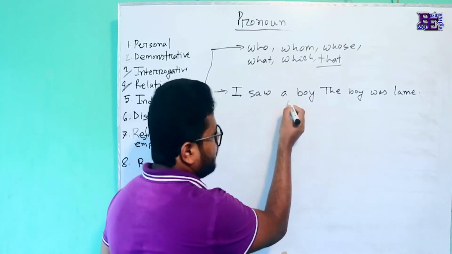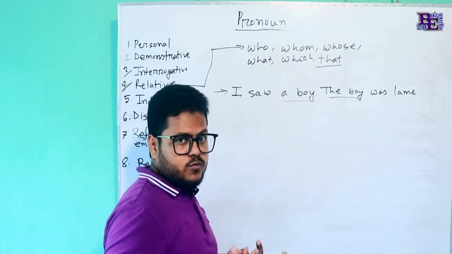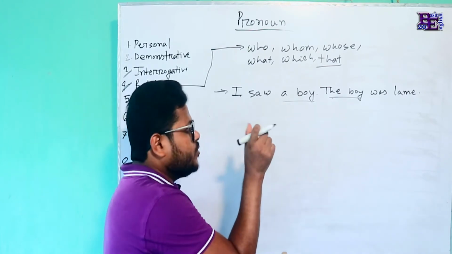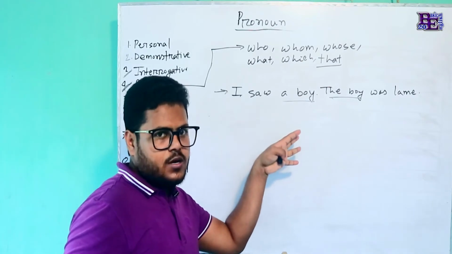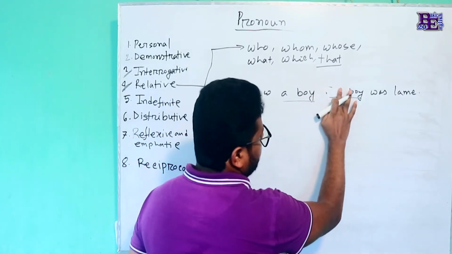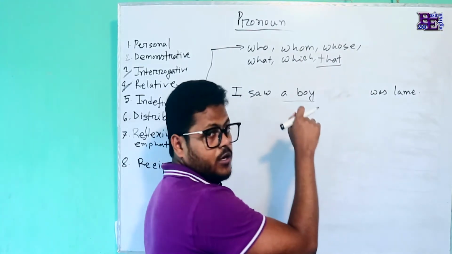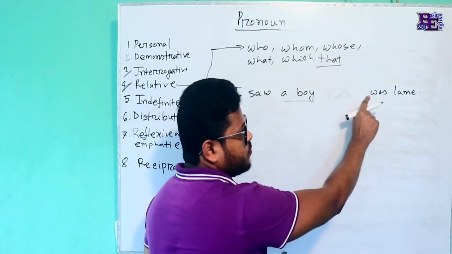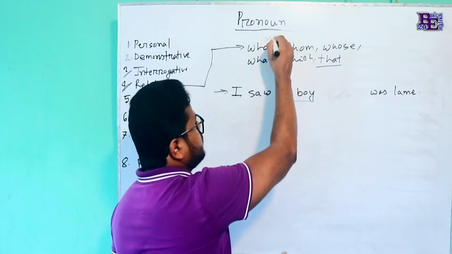So here you will get a boy as a noun, the boy referring to the same noun. So two nouns are here, then we will substitute one. Which one? The next one. Okay, so here the full stop will be removed. At the same time, we will remove this part. As you know, the boy was the subject of this sentence, so we have to use the subjective form. Here the subjective form is who.